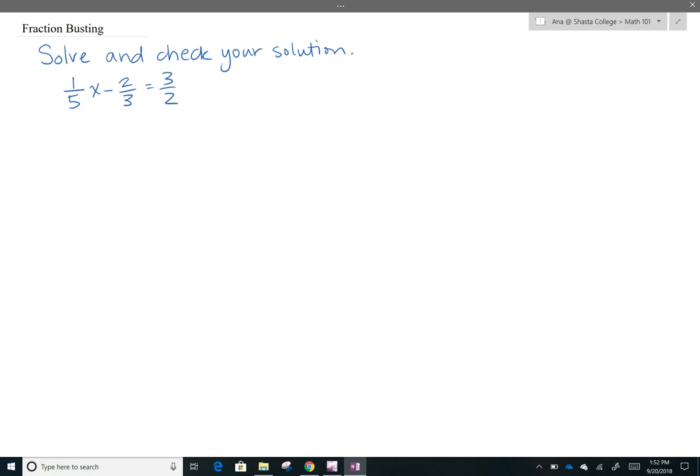The first thing that we're going to do is look at our denominators and determine a number that is a multiple of all of the denominators. The reason that we're trying to choose a multiple that works for all of the denominators is because we want to cancel every single denominator, not just one or two. Looking at 5, 3, and 2, the least common multiple is 30.